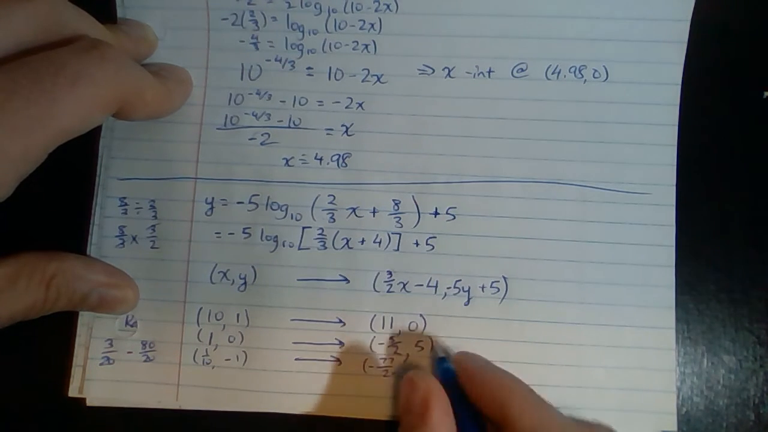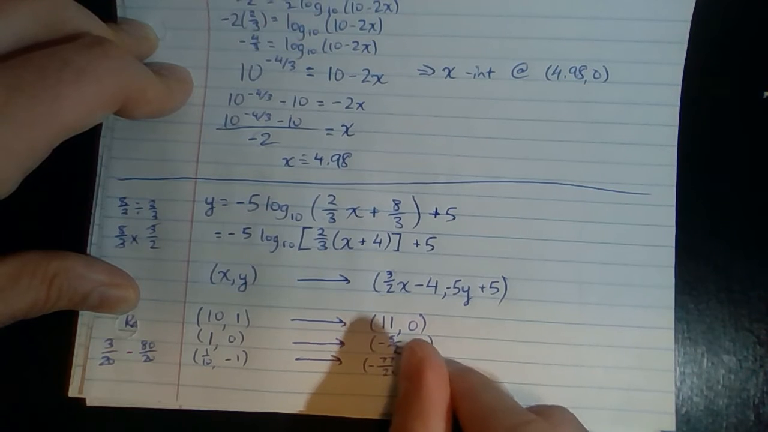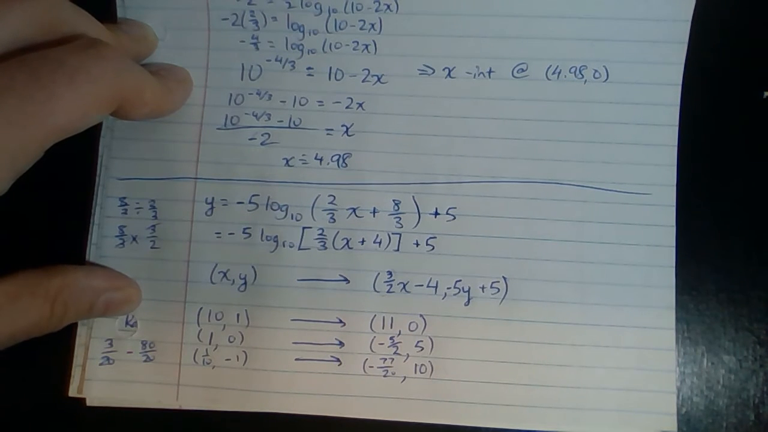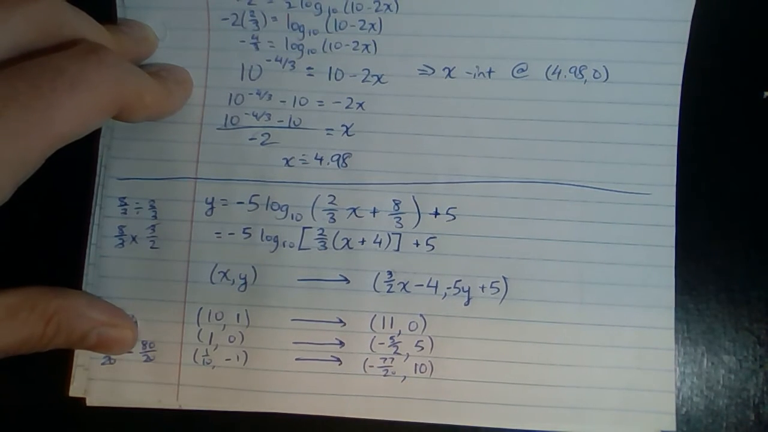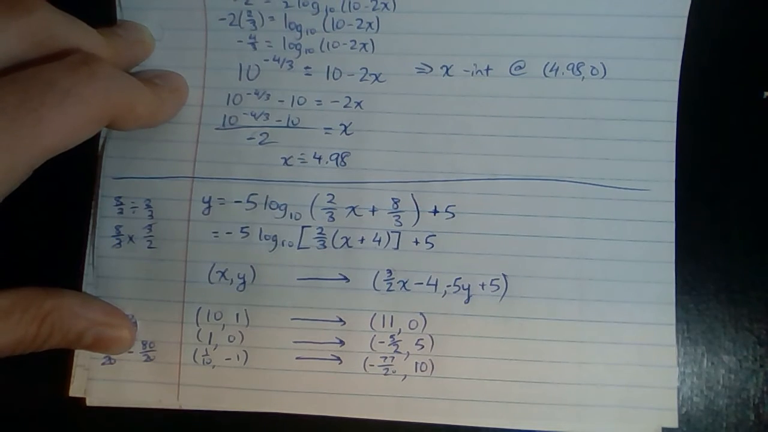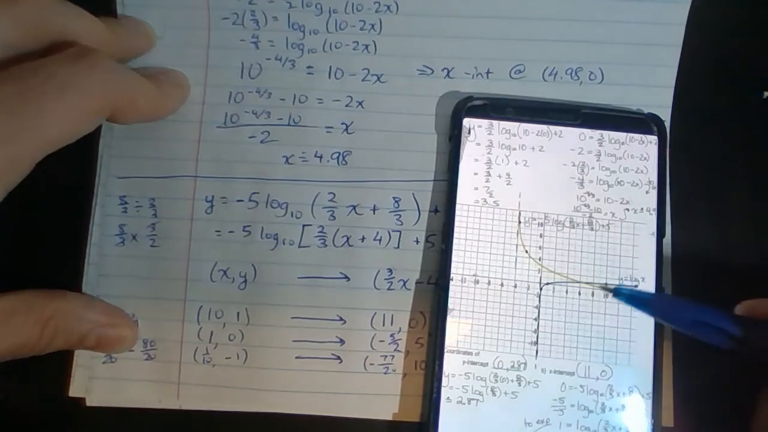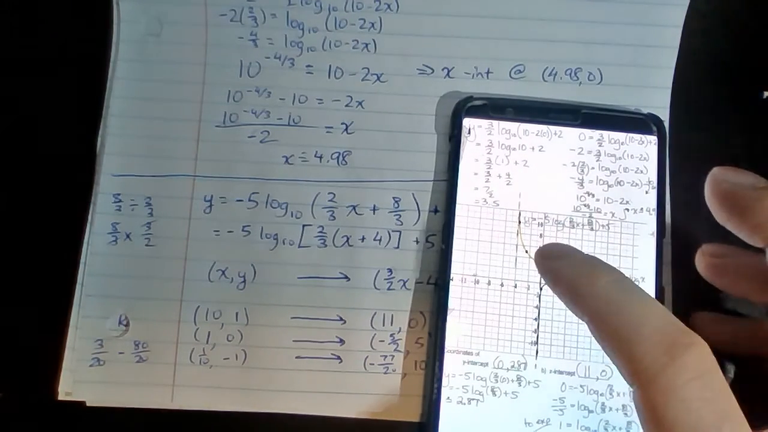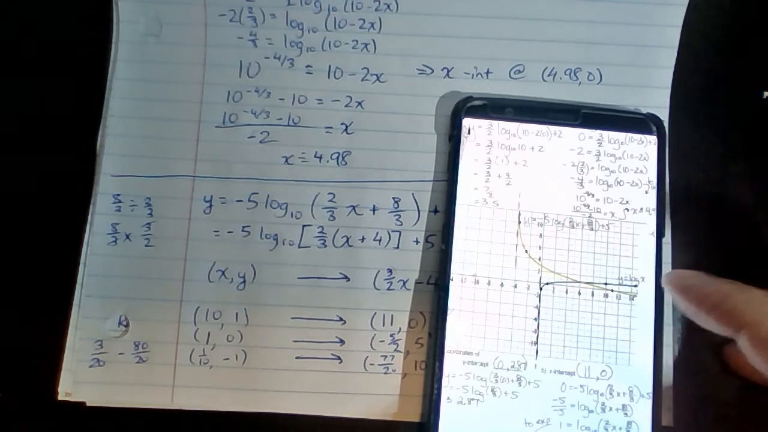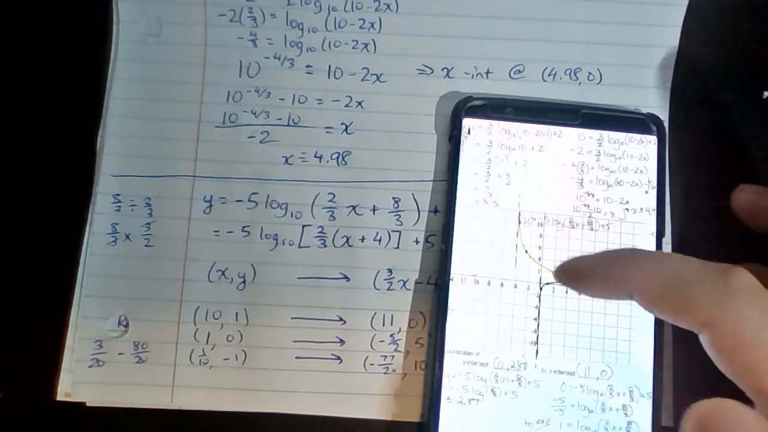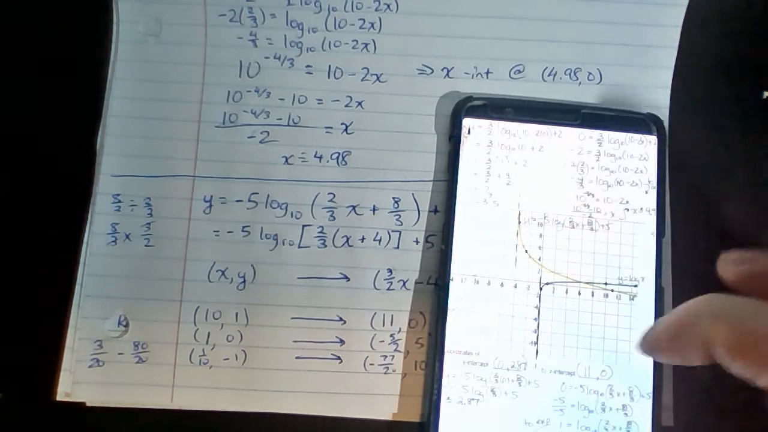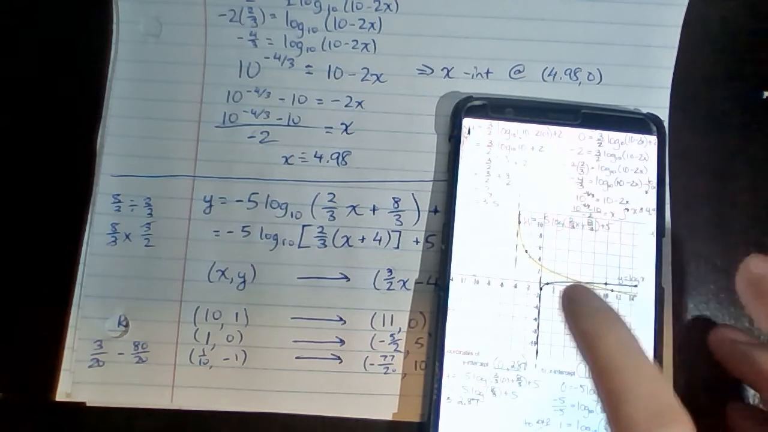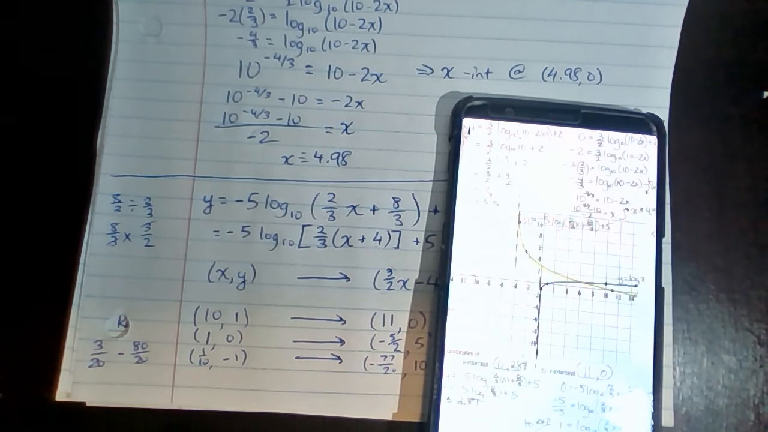-1 times -5 is 5, plus 5 we get 10. And so we have these 3 points here. If we plot them on our graph, we see that reflection, our shape, we're still moving the same direction away from our asymptote, but we're approaching the asymptote towards positive infinity now from the right instead of negative infinity as we were in our original function.